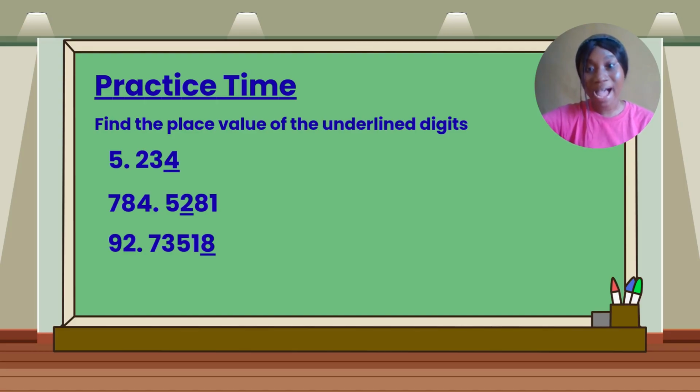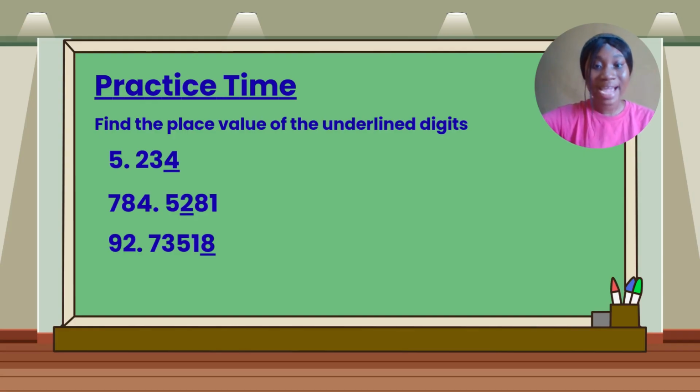So the first number I have is 5.234. My underlined digit there is 4. So find the position that 4 is standing in and write it. So this will be 4 over whatever position that number is. Then we have 784.5281. The underlined digit there is 2. So find out the position of 2 and write 2 over that number. You can write it in the fractional form or you can write it in decimal number form. Just experiment, okay?